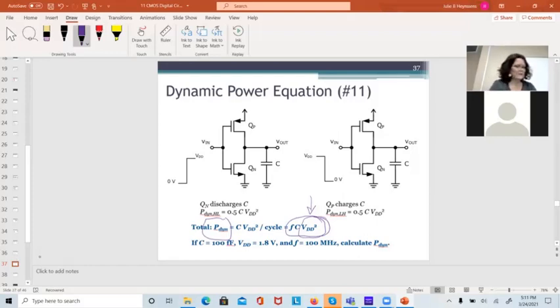The dynamic power, what did it come out to be? You can do the calculation yourself too, but it's 32.4 microwatts running at 100 megahertz with this huge capacitance of 100 femtofarads and a VDD of 1.8. So all those things can be dropped, and I'm running out of time.